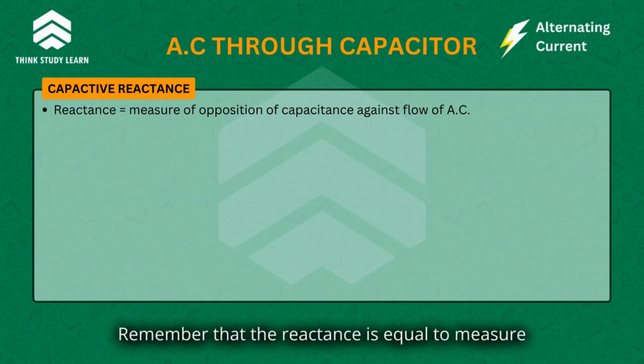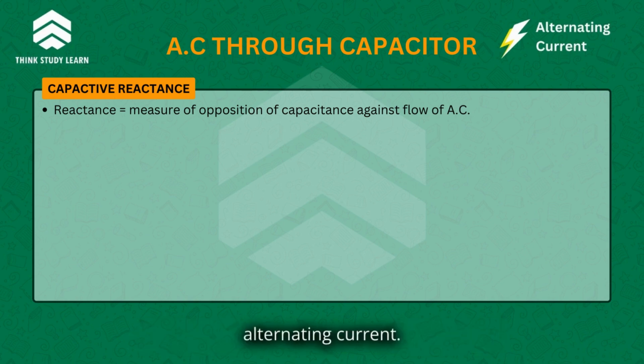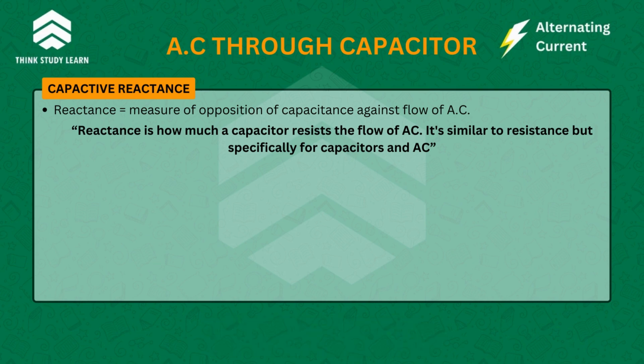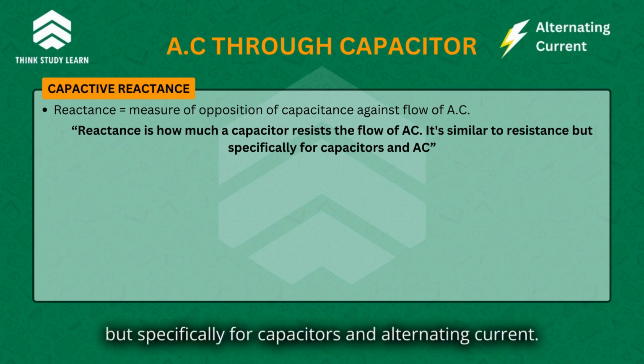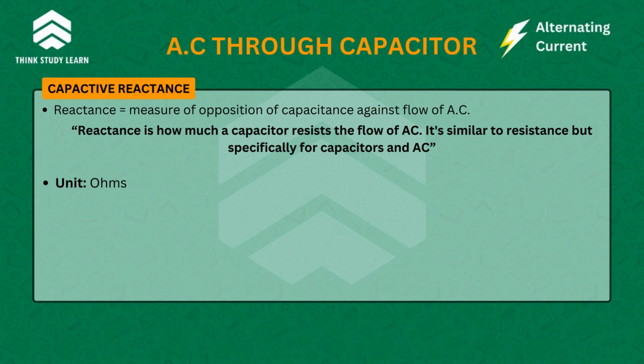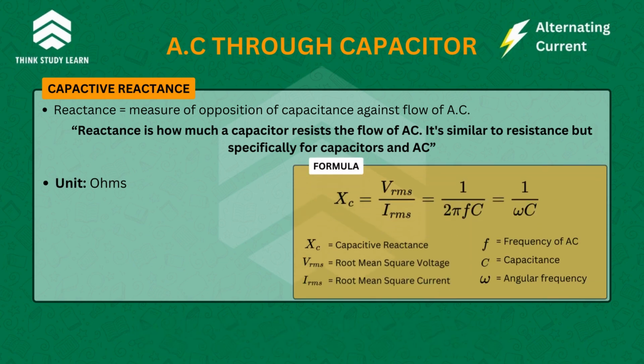Remember that reactance is the measure of opposition of capacitance against the flow of alternating current. Reactance is how much a capacitor resists the flow of alternating current. It is similar to resistance but specifically for capacitors and alternating current. Exactly like resistance, reactance is also measured in ohms. The formula for capacitive reactance is this.